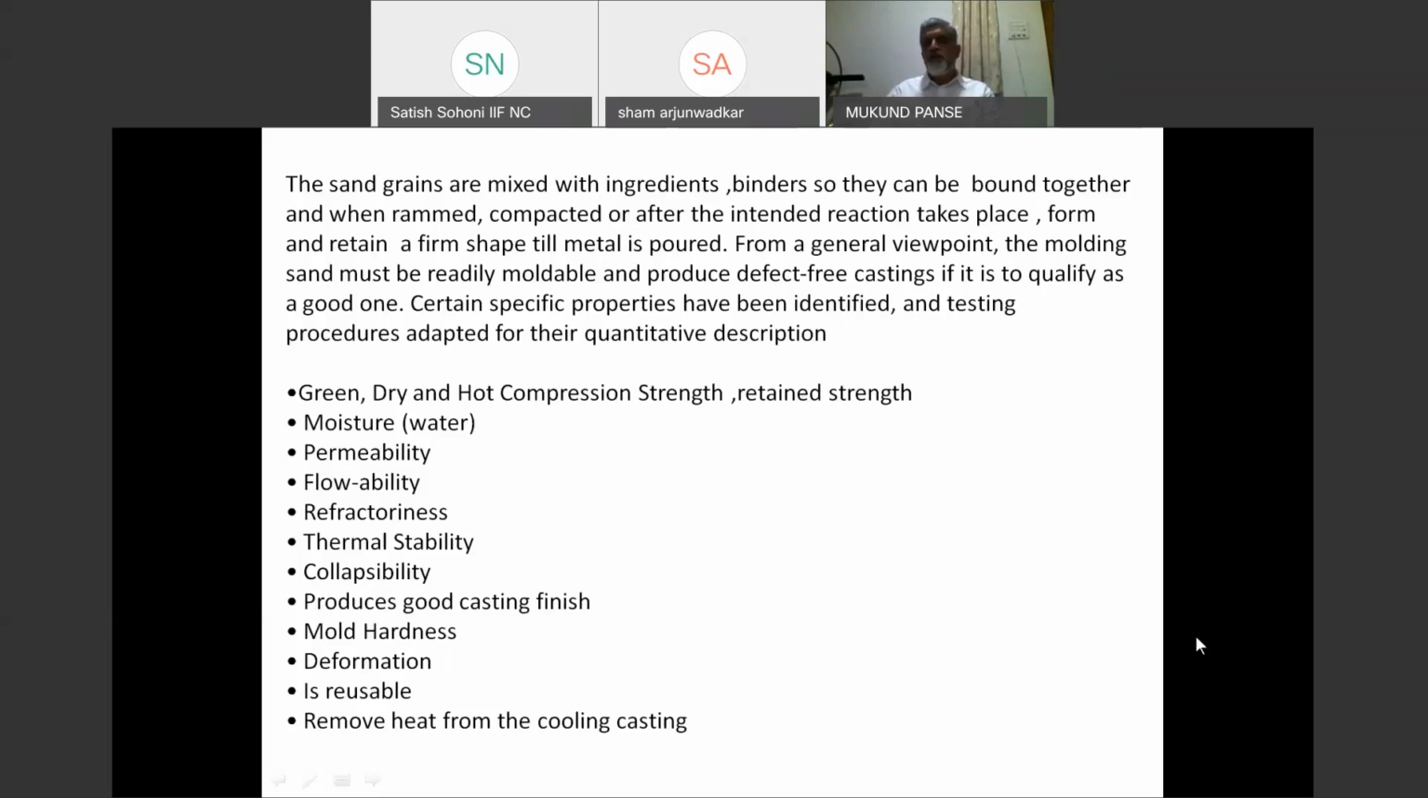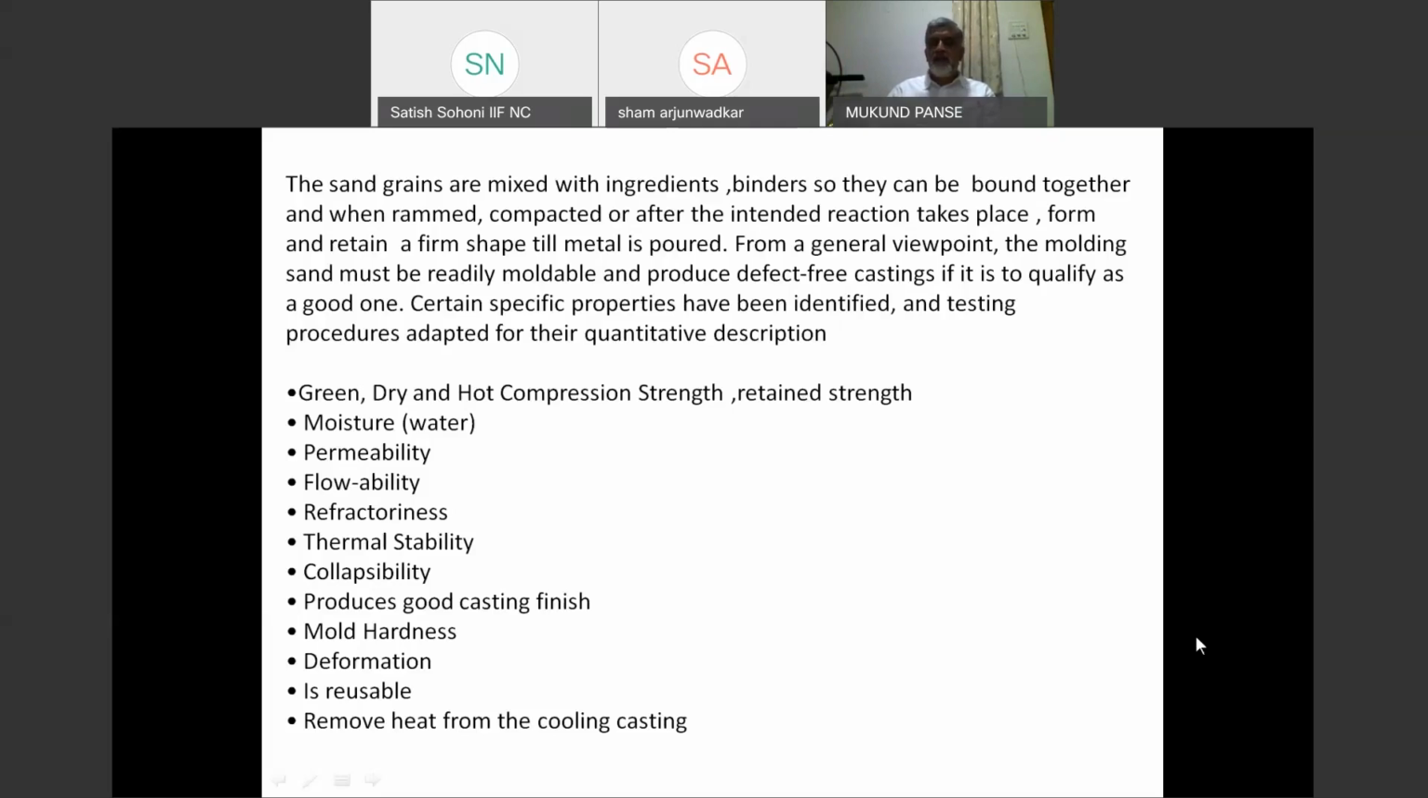The second most important property is moisture of the mixture, which is also again mainly applicable to green sands. Permeability is applicable to all the sands. Permeability decides the gases which can go through without producing blowholes. Good flowability is required so that molding is easier. Sand gets compacted into intricate shapes. Refractoriness is again important so that the sand doesn't get fused.